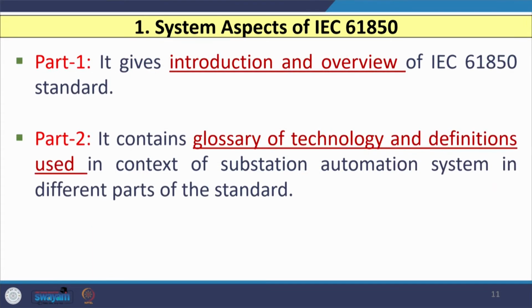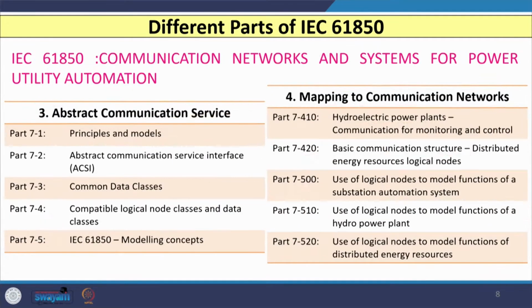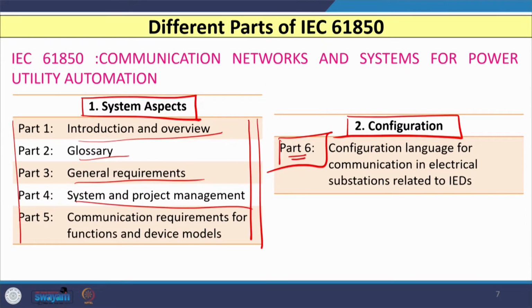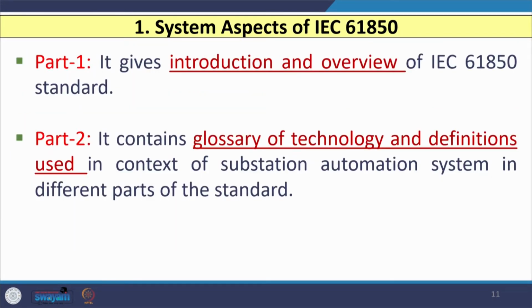So, with this, let us see the first one, the system aspects related to IEC 61850. In this block, as I told you, 5 parts are available, and let us see the importance of each part. In system aspects, part 1 gives the introduction and overview of the entire IEC 61850 standard.